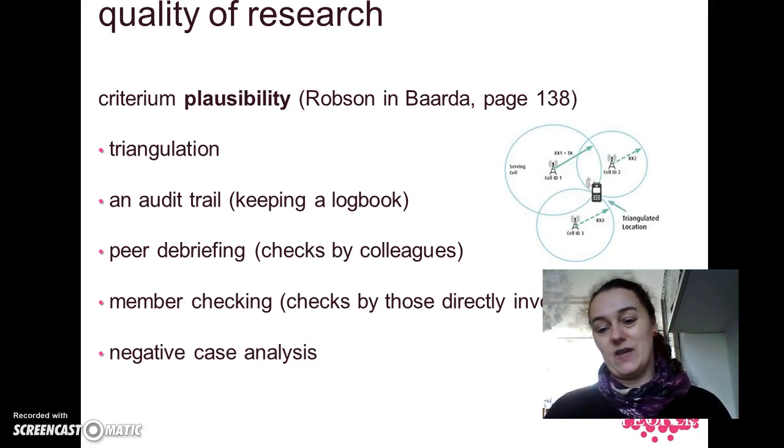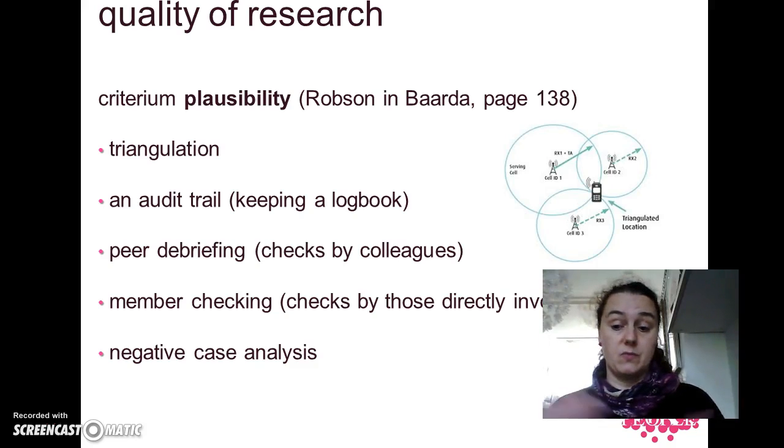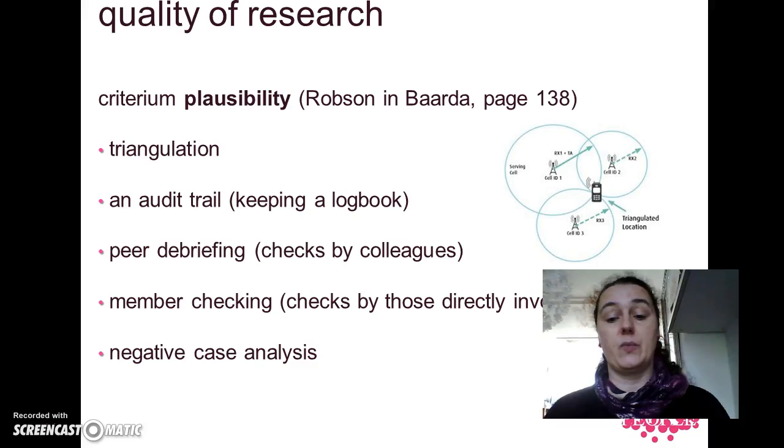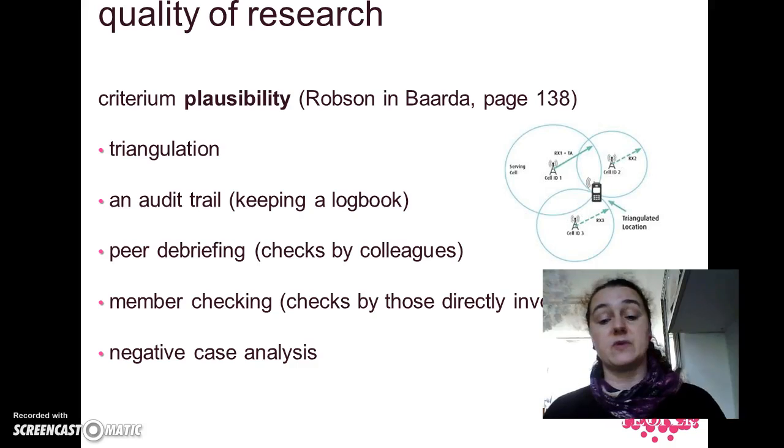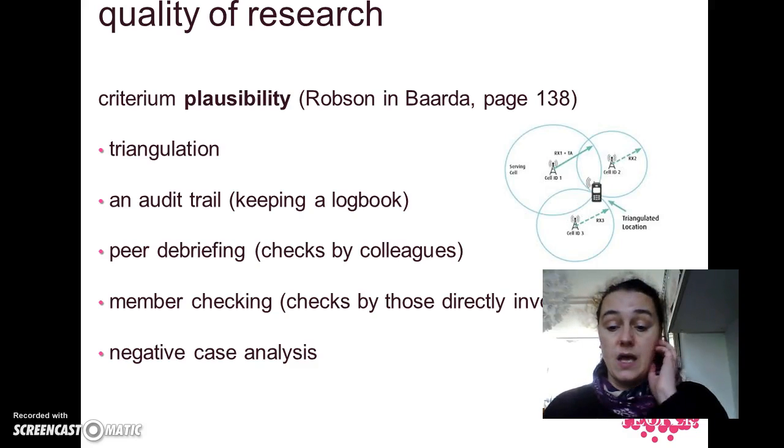In research, this is very different. Triangulation means looking at it from more than one way to double check the point of view. So it could be that on the one hand you do in-depth interviews with a small group of people, and that you also do a survey with a larger group of people to double check some of the outcomes from the interviews. That is an example of triangulation.